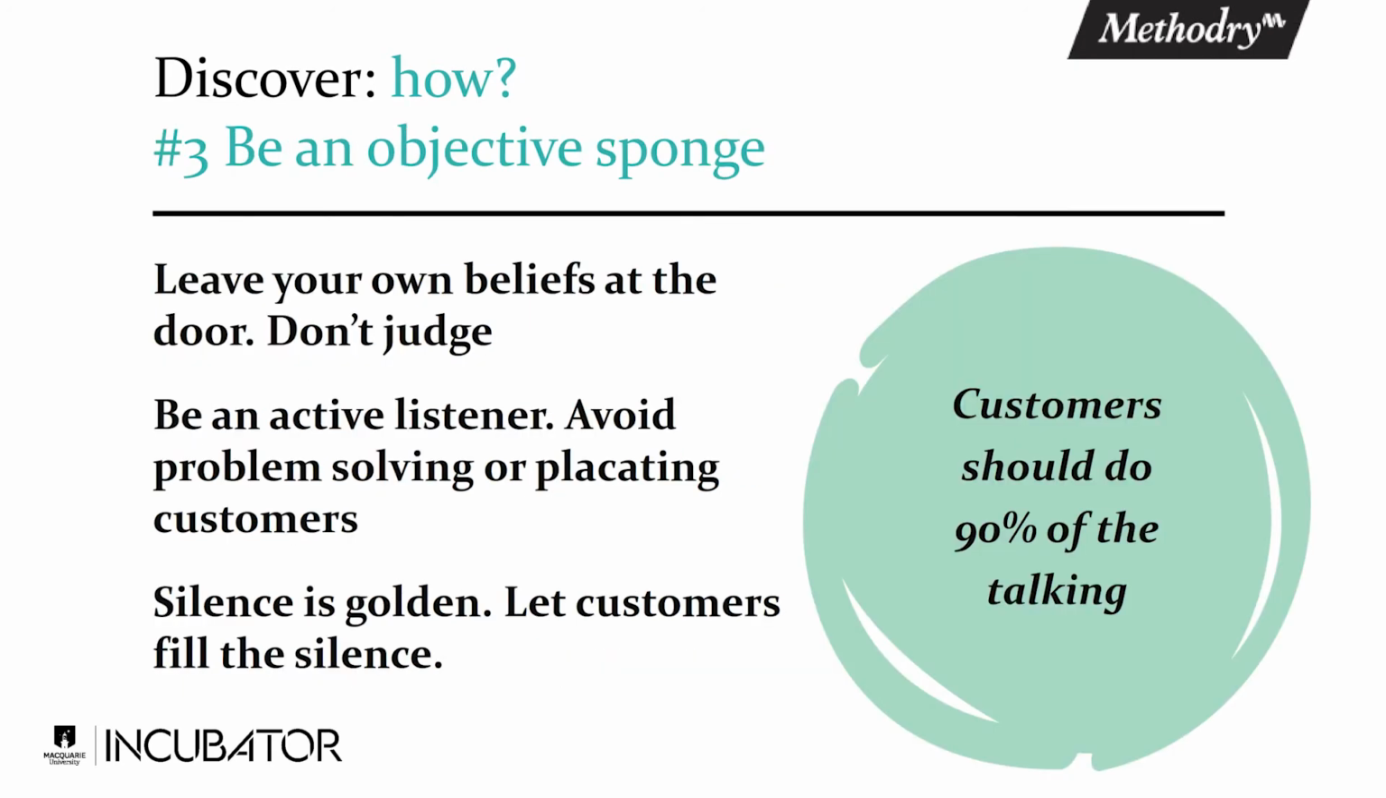The third tip that we're going to share with you is to be an objective sponge. Leave your own beliefs at the door. Don't judge. We want you to be an active listener. We want you to avoid problem solving or placating the customer at this stage. We want you to realize that silence is golden and that you should let the customer fill that silence. They should do about 90% of the talking in a good interview.